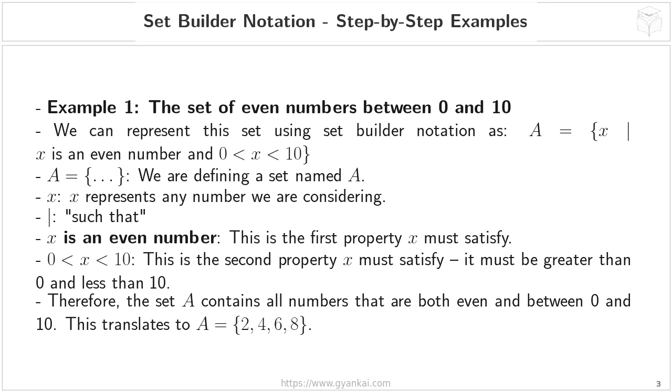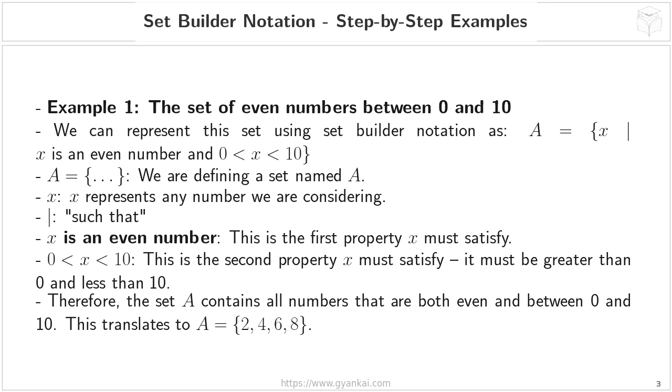This is the first property our element x needs to have to be included in set A. It's a condition that x must fulfill. And then we have 0 is less than x, which is less than 10. This is our second property. It tells us that x must be strictly greater than 0 and strictly less than 10. So, it has to be between 0 and 10, not including 0 or 10 themselves.